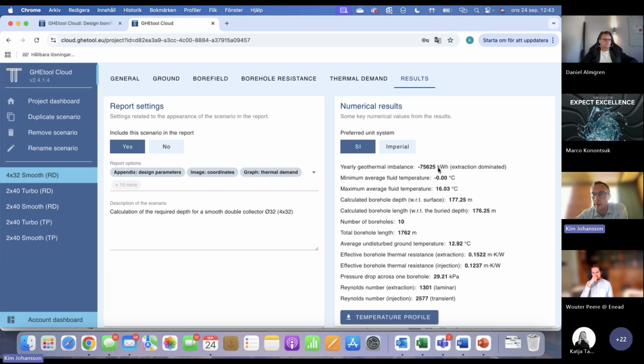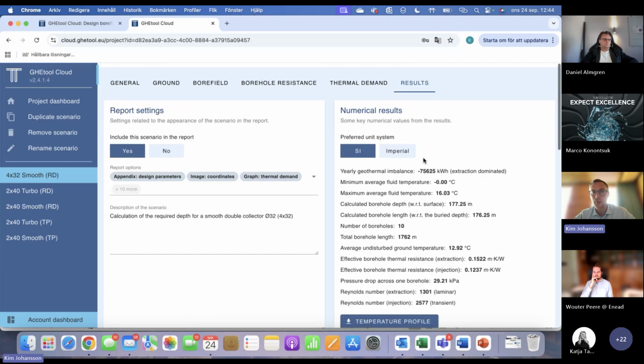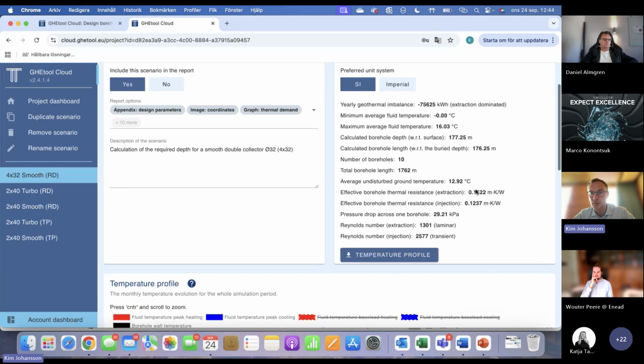First of all, we could see that we have an imbalance in the system. And this is, of course, because we have more heat extraction than we are using the cooling mode. The next thing we could see is that the minimum average fluid temperature is 0. And this is what we put in as a limit when we calculated the required depth. And the required depth is shown here. So we need to drill each borehole to just above 177 meters to meet the thermal demand of the building.